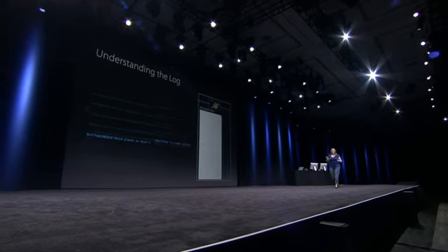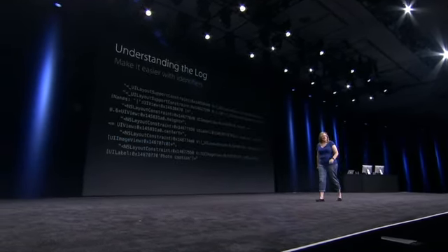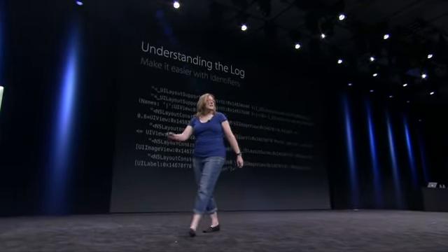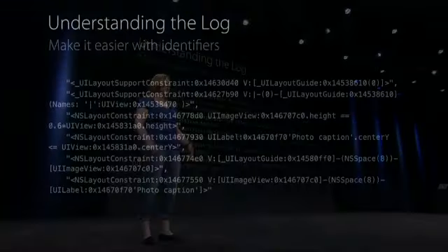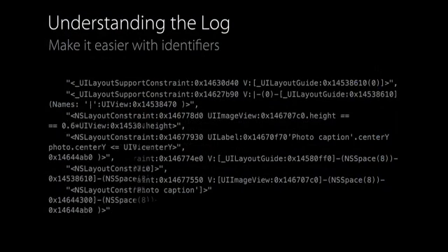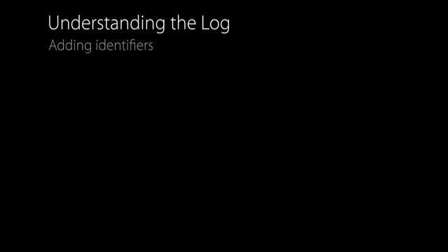Now, I have made it a little bit easier, because you probably are used to seeing constraint logs that look more like this, where there's just a bunch of memory addresses and class names, and there's nothing really to tell you what's what unless you happen to have text in your view. And it's much easier if it looks something like this. And in order to achieve that, all you need to do is add identifiers to your constraints. And there's a couple of easy ways to do that.